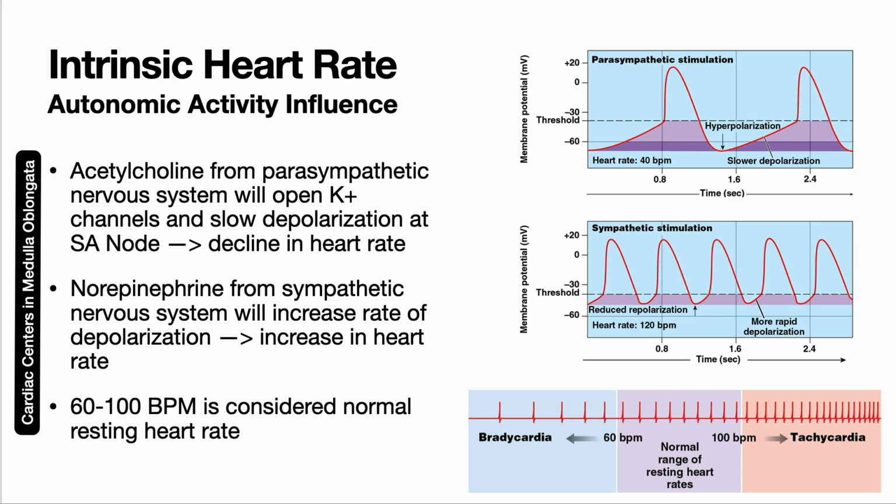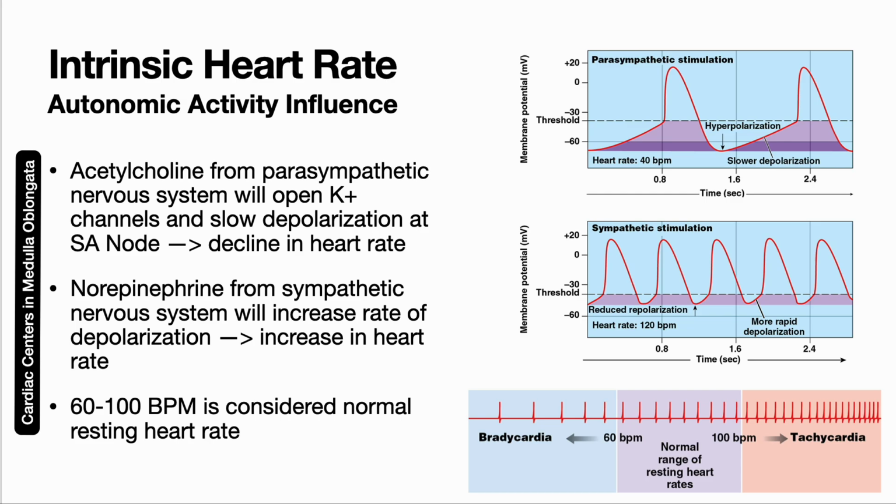So the autonomic nervous system, remember parasympathetic and sympathetic. Parasympathetic is like rest and digest, and sympathetic is like fight or flight. So the parasympathetic nervous system can slow the heart rate by making it harder for the cells in the SA node to depolarize. They take the cells further from threshold, which is going to slow the heart rate. And that would be acetylcholine is the neurotransmitter involved.